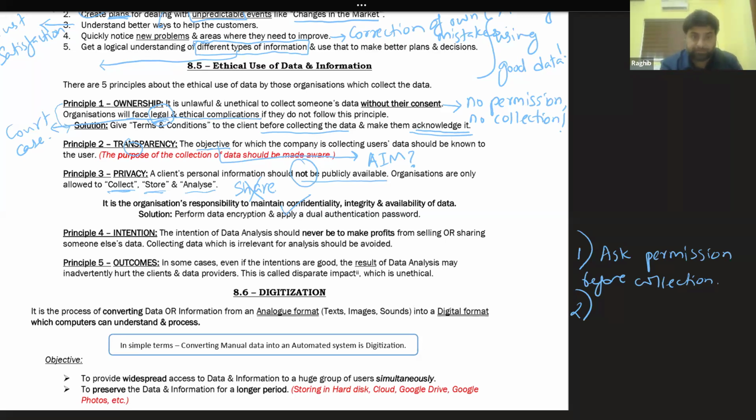Coming to the explanation, here it is mentioned: in some areas, even if the intentions are good, the collection of data from the customers was done for honest purposes, but the result of data analysis hurts the data providers, it hurts the clients.